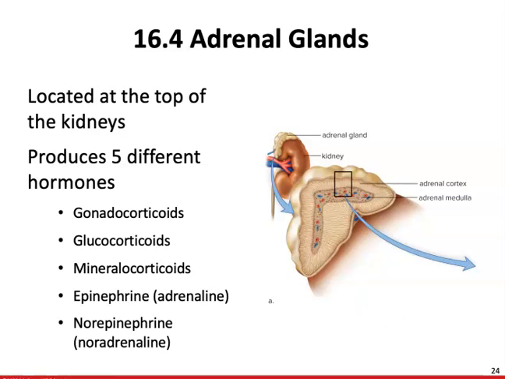The glucocorticoids are responsible for affecting glucose homeostasis. These act on the liver to promote the conversion of fat and protein into intermediate substances that are eventually converted into glucose. They're also responsible for inhibiting the inflammatory response. The homeostatic imbalance associated with this would be Cushing syndrome.